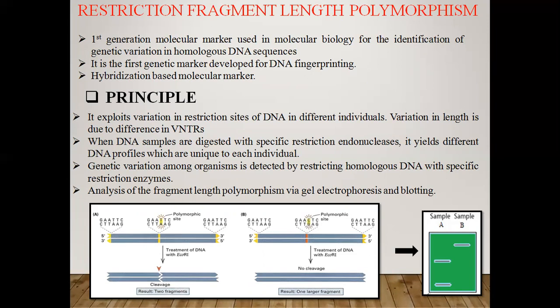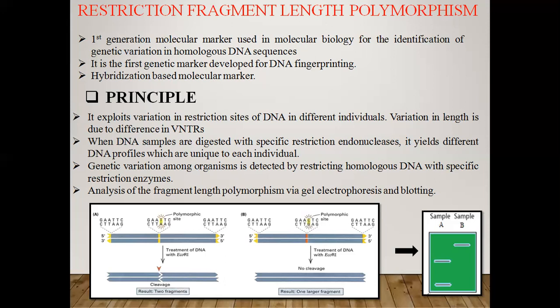Hybridization is what we do in Southern blotting, when we hybridize those bands which are obtained on the nitrocellulose membrane with the radiolabeled probes. So that is hybridization. Then on which principle is this RFLP based? It exploits the variation in the restriction sites of the DNA in different individuals.